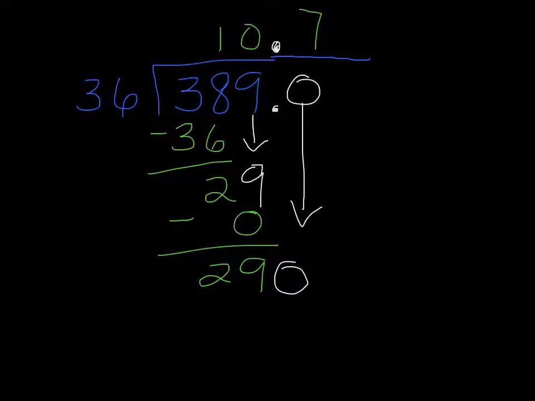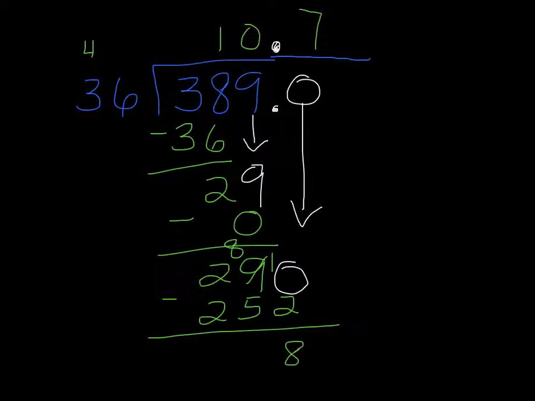7 times 6 is 42. 7 times 3 is 21. 21 plus 4 is 25. Now we subtract. I'm going to fix this a little bit. I got that 2 a little off. There we go. And I'm going to subtract. I'm going to have to borrow here. 10 minus 2 is 8. 8 minus 5 is 3.